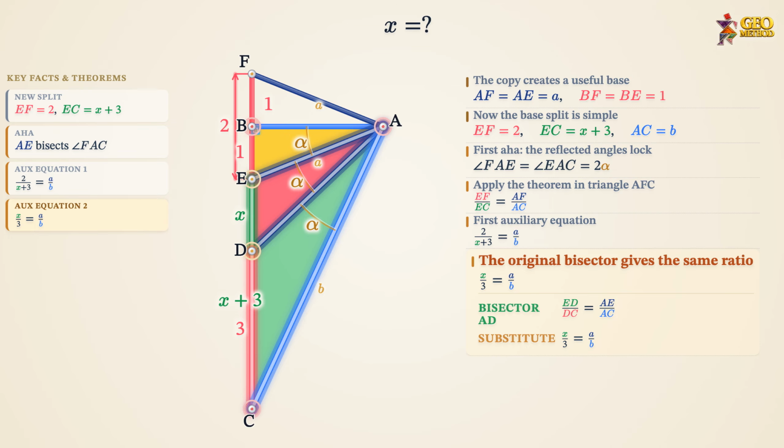The original ray AD is still a bisector in triangle AEC. It gives ED over DC equals AE over AC. So x over 3 equals A over B.